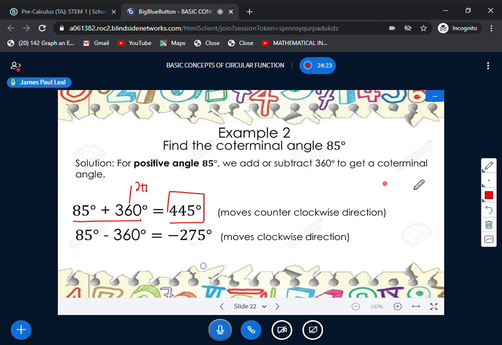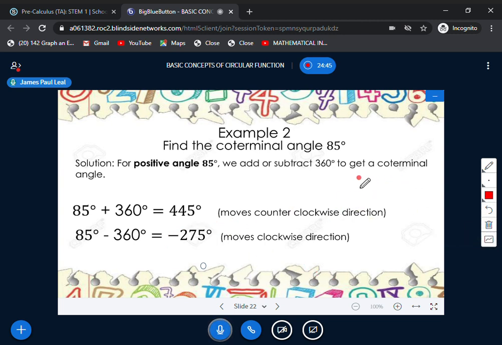Don't be confused. And if you have negative naman po, negative angle, then you have to subtract. What is 85 minus 360 degrees? That is equal to negative 275. Ito po, again, clockwise po siya pag ganito, kasi nga pabaliktad, therefore that is negative.